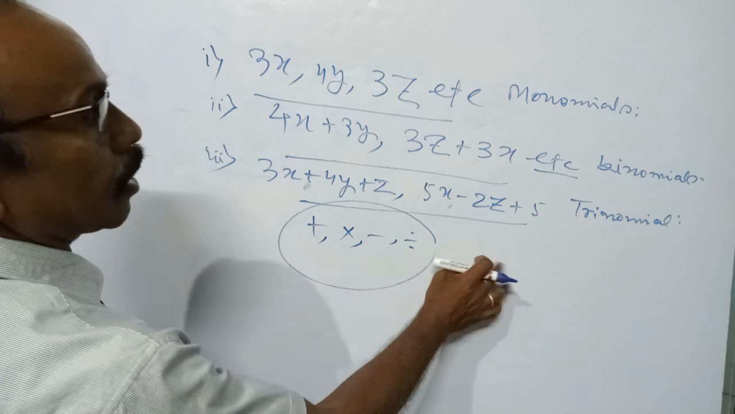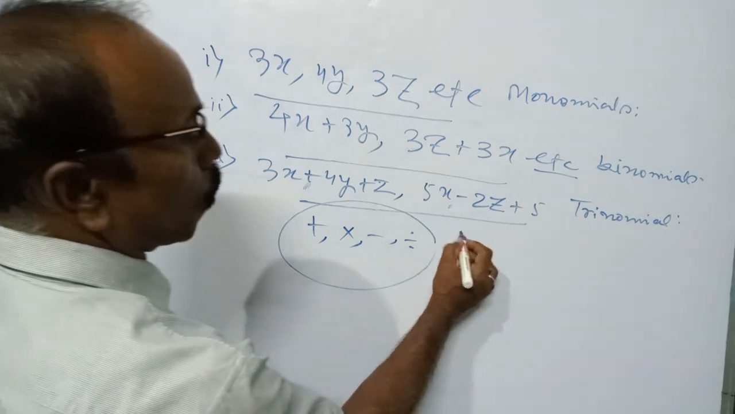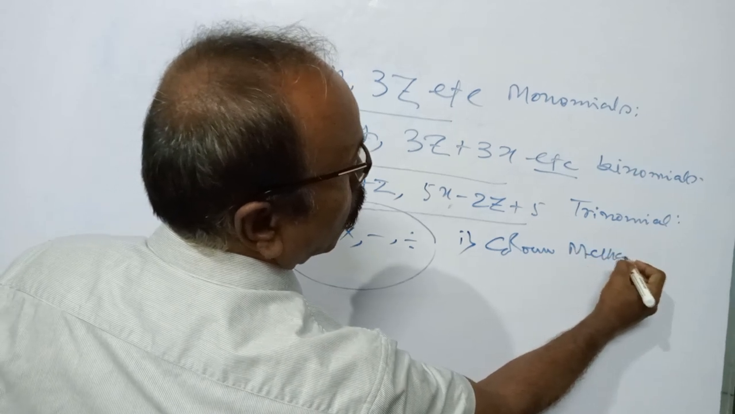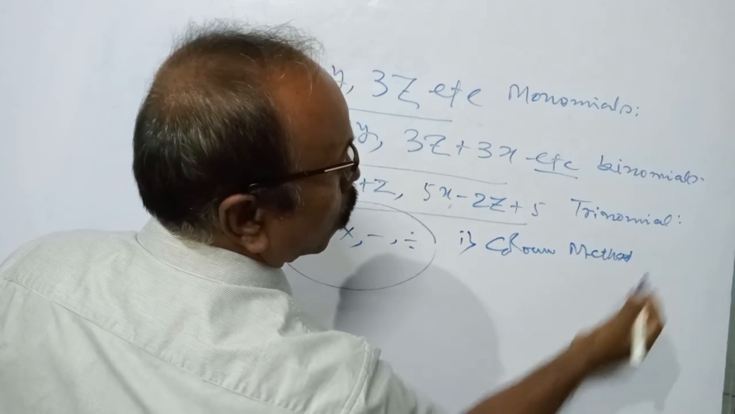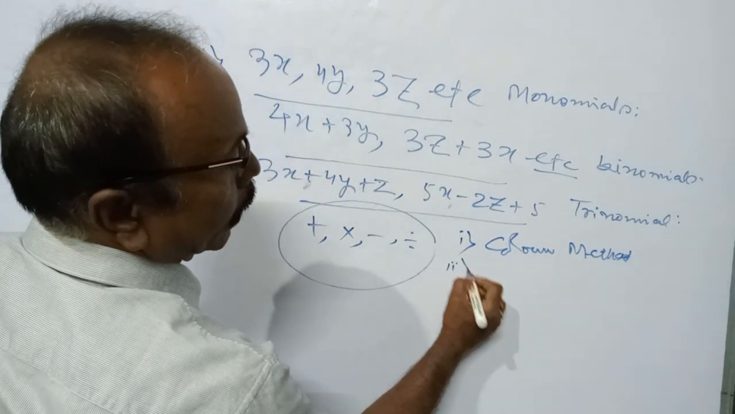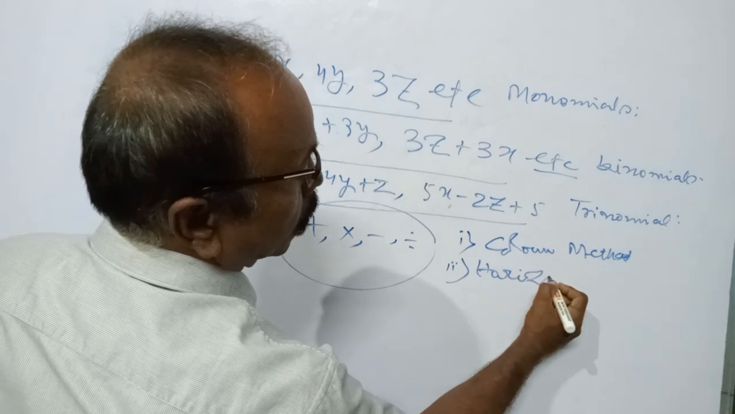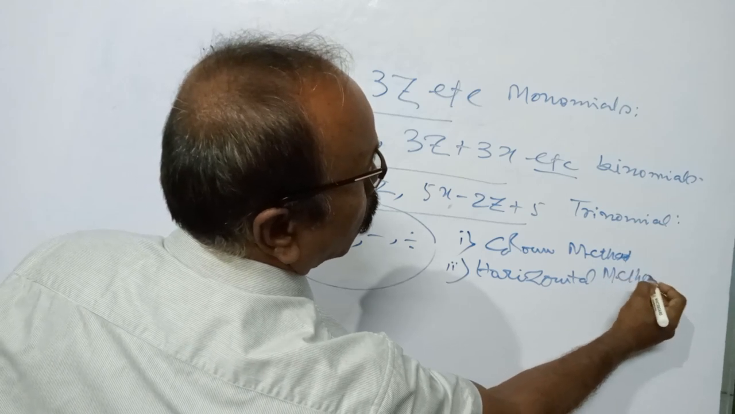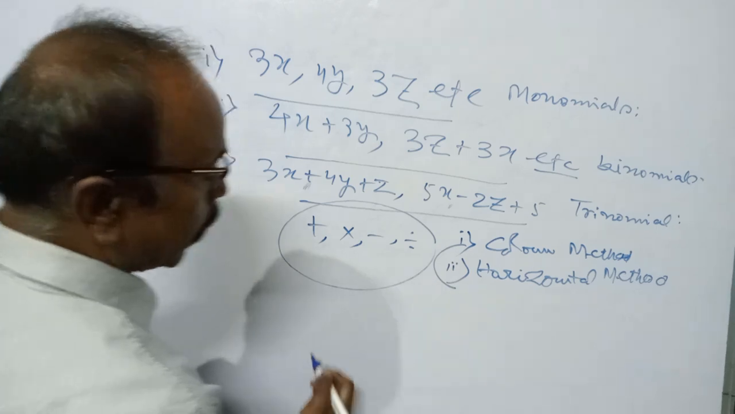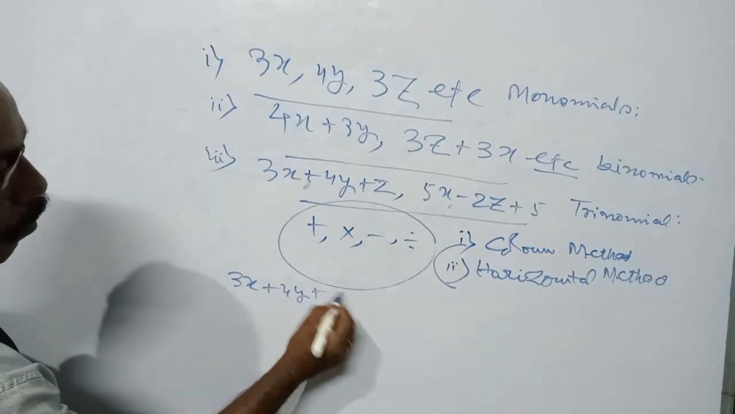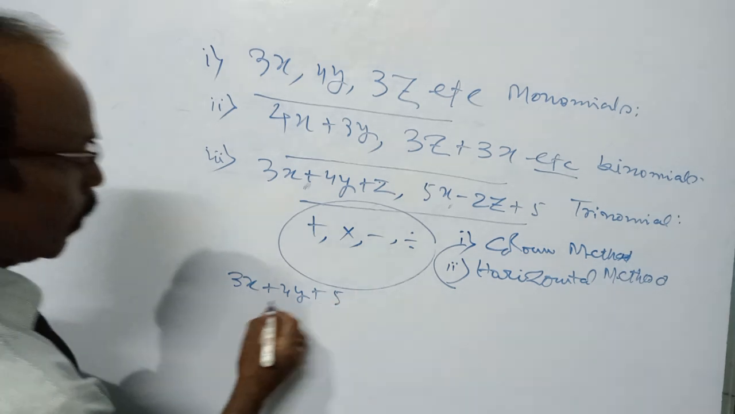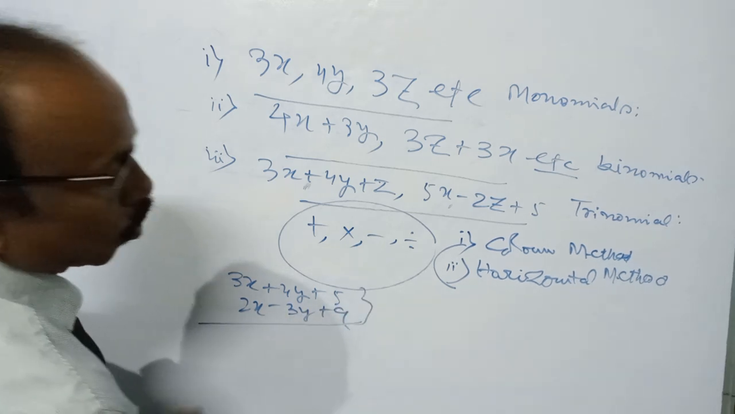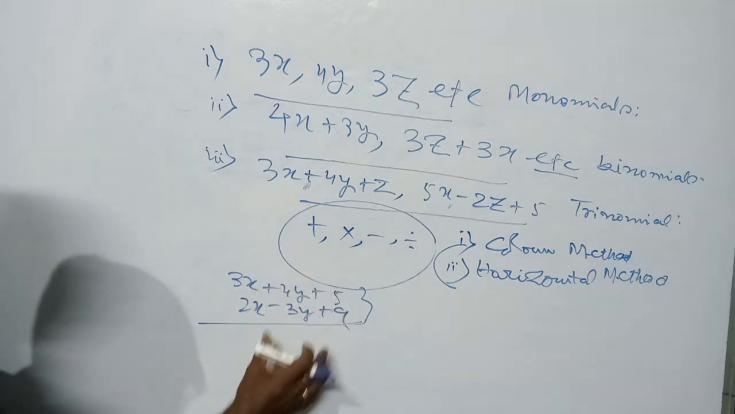My dear student, these four symbols can operate on these algebraic expressions, but for addition or subtraction there are two types of method. First of all, the column method, and the horizontal method. You see, the column method is like this. Say 3x plus 4y plus 5 and 2x minus 3y plus 9. Whenever we do addition or subtraction this way, this is called the column method.